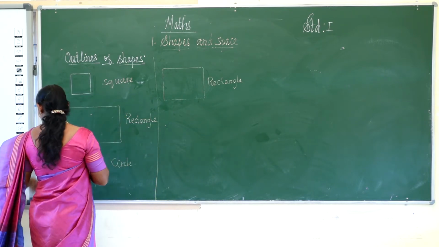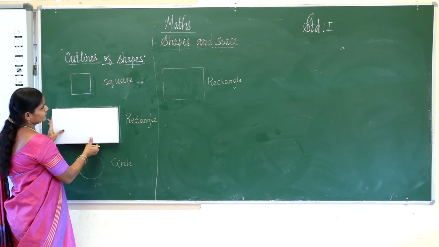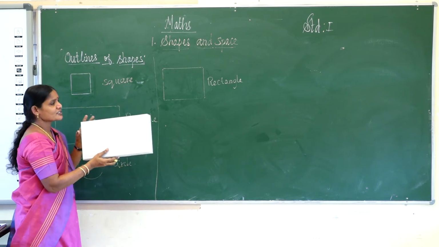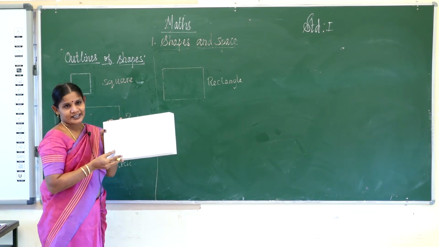Then you take one box. You take one box like that. You draw. Okay, you draw the outline. What is this? This is the box. The shape of the box is a rectangle.